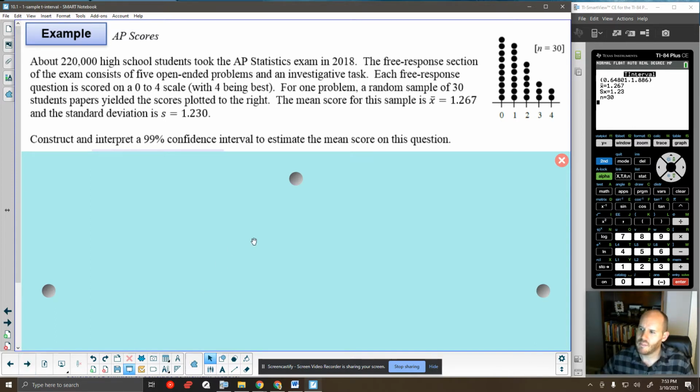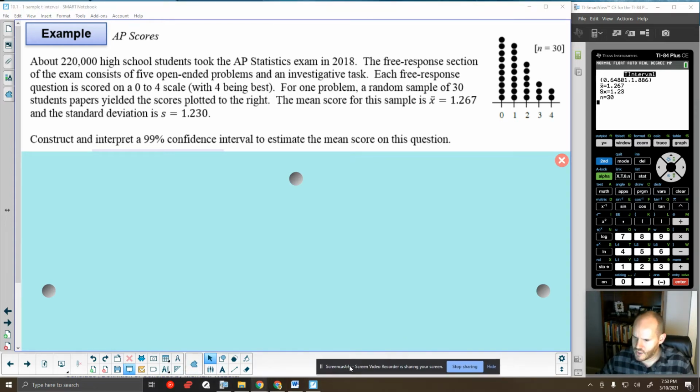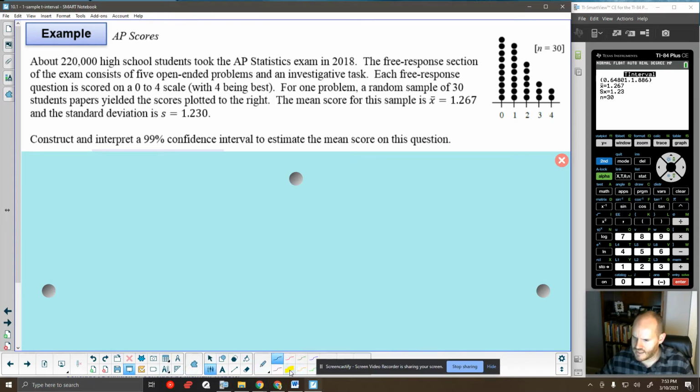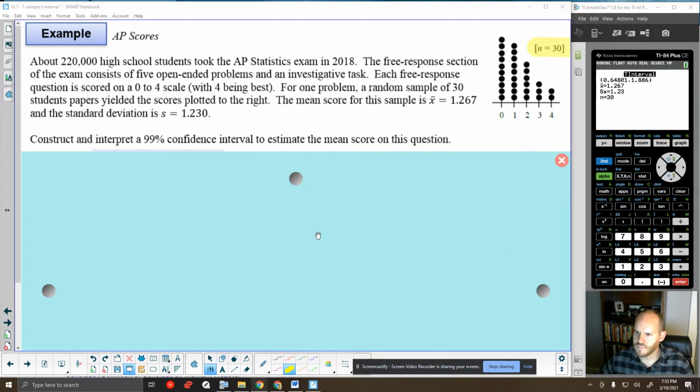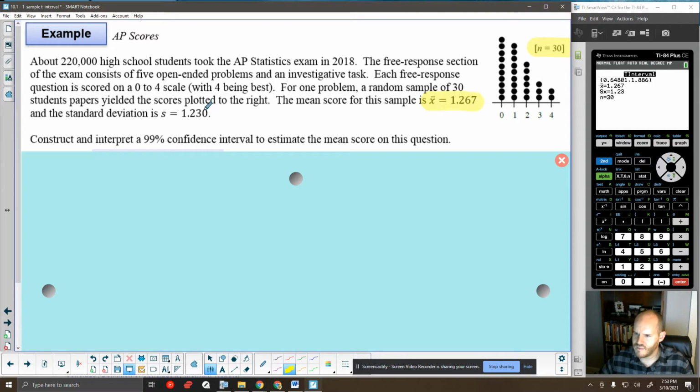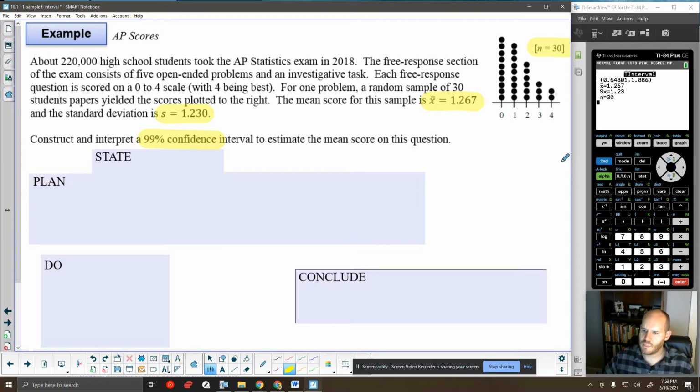And though it appears strongly skewed, since our sample size here is at least 30, we've sampled 30 students, that's not going to be a problem for us. We have the summary values of the mean and the standard deviation, and our goal is to construct and interpret a 99% confidence interval for these data. So we're going to use the 4-step process: state, plan, do, conclude to answer this question.